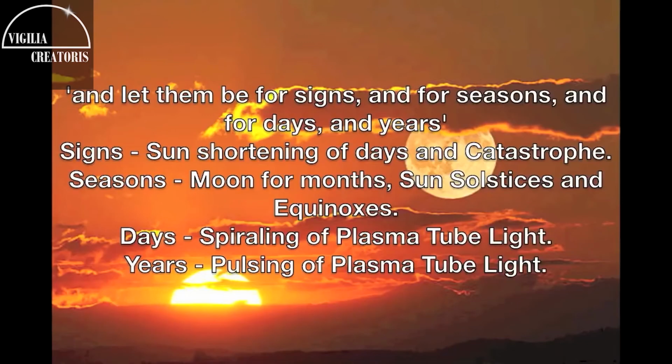And let them be for signs, and for seasons, and for days and years. Signs, sun shortening of days and catastrophe. Seasons, moon for months, sun, solstices, and equinoxes. Days, spiraling of plasma tube light. Years, pulsing of plasma tube light.